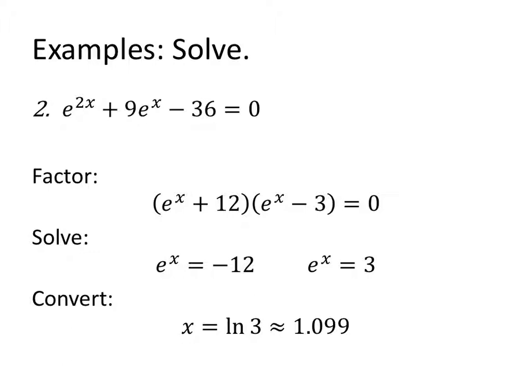So (e^x + 12)(e^x - 3) = 0. If e^x + 12 = 0, then e^x = -12. But we know negative 12 is not in the range of e^x. The range of the natural exponential function is only positive numbers. So this will give us an extraneous root. And e^x = 3 will give us x = ln 3, which we found in our last example to be 1.099. So watch for these values. They could be extraneous or extra answers as we're going through the process.